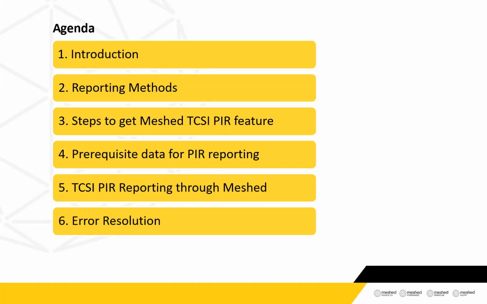Then I'm going to walk you through the steps that you will need to follow to get this feature on your Meshed platform. Then there is some prerequisite data that you're required to add on your Meshed platform to start doing your PIR reporting, so we'll have a quick look at that as well. After that, I'm going to tell you how you can actually use this Meshed TCSI PIR feature to do your PIR reporting. And at the end, we'll have a quick look at the error resolution step.